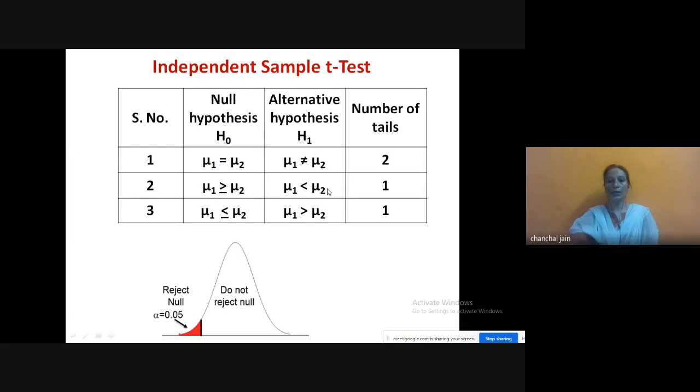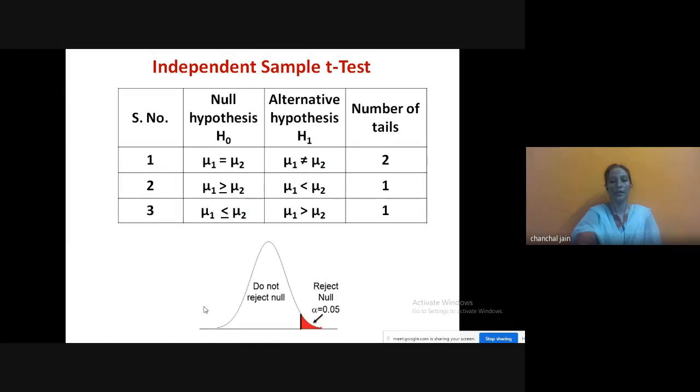When I am talking about the one-tailed test, here you can see mu1 is less than mu2. That means this is the left-tailed test, and the rejection region will fall on the left tail. Remaining white area will be the non-rejection area. Means if the calculated t value is falling somewhere here, you will not reject the null hypothesis. But if the calculated t value falls somewhere here, you will reject the null hypothesis. So this is the left-tailed test.